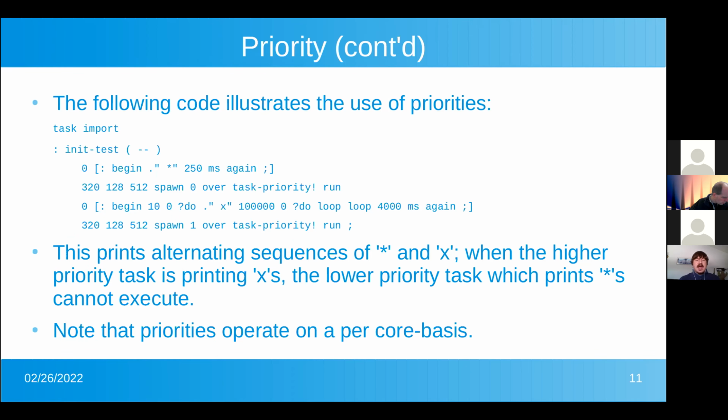Note that priorities operate on a per core basis, where you can have one task on each core, which have different priorities, and they'll still operate as if they aren't, neither will take control from the other. They have to be on the same core, which is why we used, in this example, spawn rather than spawn on core to demonstrate this.